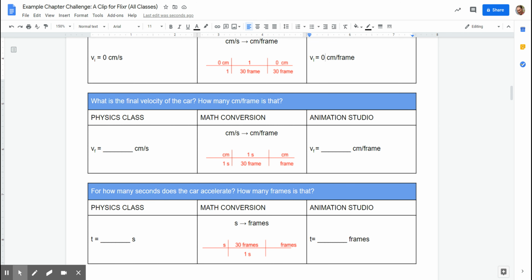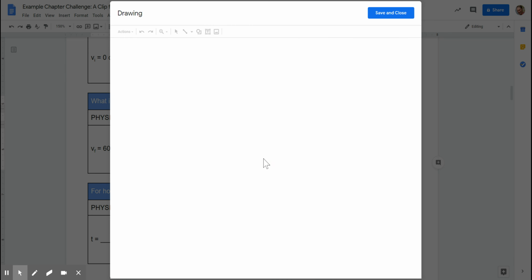The next one down, though, says my final velocity is 60 centimeters per second. And so now I want to figure out how many centimeters per frame that is. Same conversion, only this time around I'm going to put 60 up here at the top and I'm going to get an answer down at the bottom. So I'm going to go back in here just to help out.